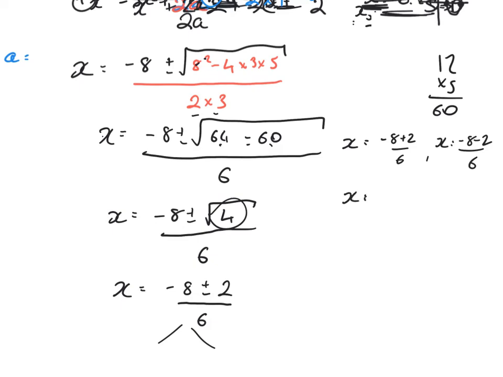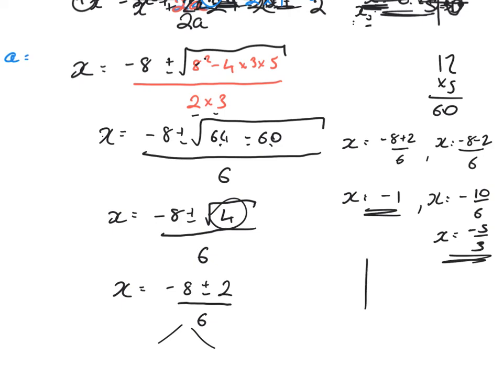Okay, just take your time. Minus 8 plus 2 is minus 6, and then minus 6 divided by 6 is just minus 1. And for this one, we've got minus 8 minus 2. Minus 8 minus 2 is minus 10. Minus 10 divided by 6. Well, let's just leave that as a fraction, but simplify it, and that would be minus 5 over 3.